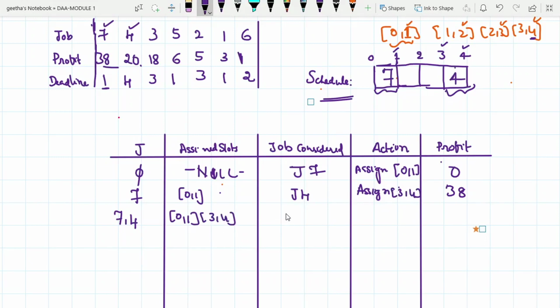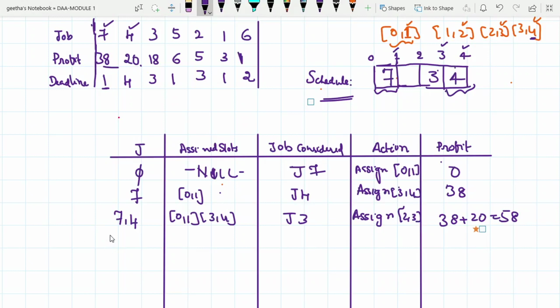The next job considered is J3. What's the deadline? Now 7 and 4 you have considered, so the total profit is 38 plus 20, that is equal to 58. The job considered is 3. What's the action? Assign. For 3, the slot 2 comma 3 is available, so you are going to assign this slot: 2 comma 3.